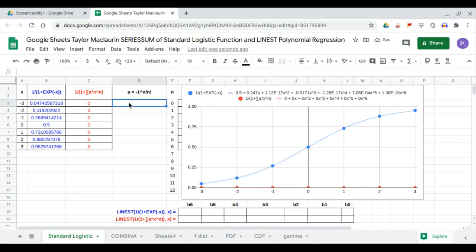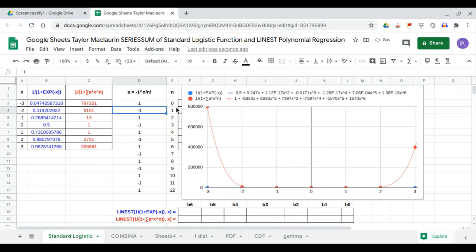Next, we work on the coefficients. So with this array formula, let's start with the numerator. That is minus 1 to the power n. Then we follow by the denominator, which is factorial n. Factorial of n.